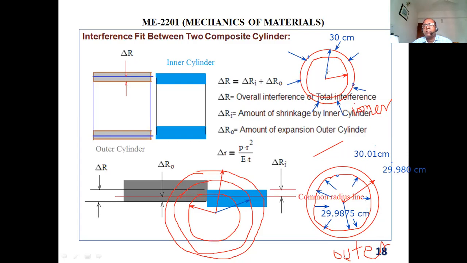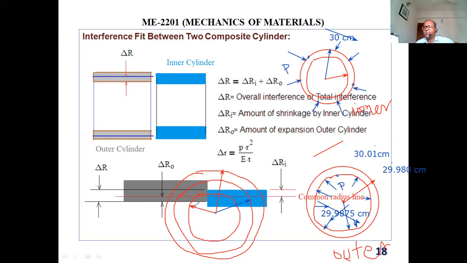Because the diameter we need is 30, but right over here you keep a little bit less. So what is the interference? 30 minus this value. If this interference is big, then what will happen? You need to cool down more, right? But if you cool down more, then there will be contact pressure right over here and right over here.